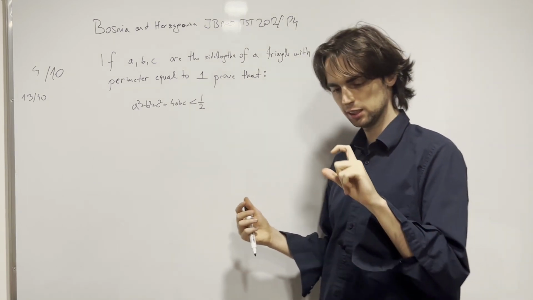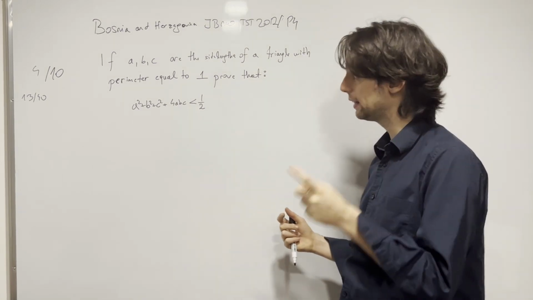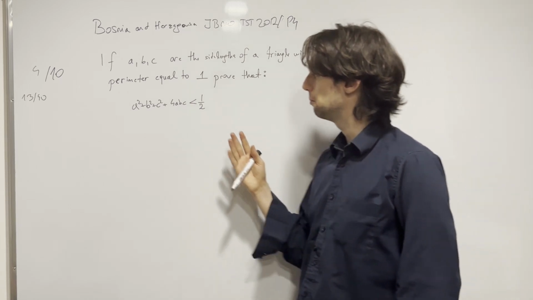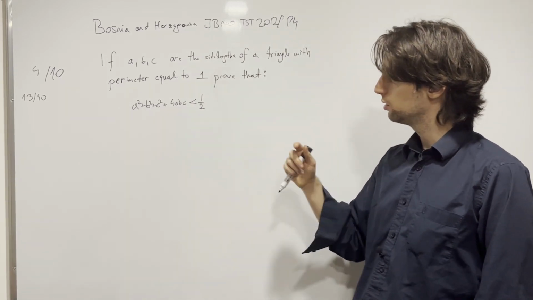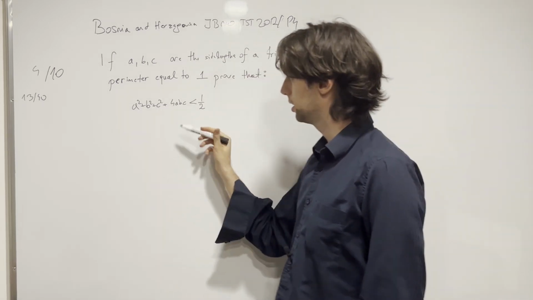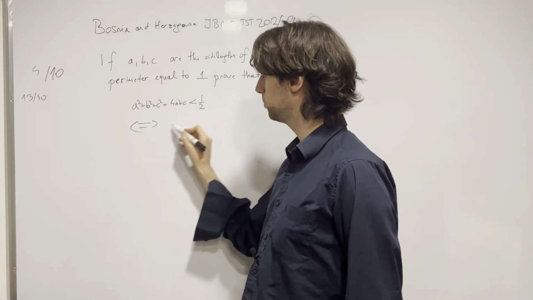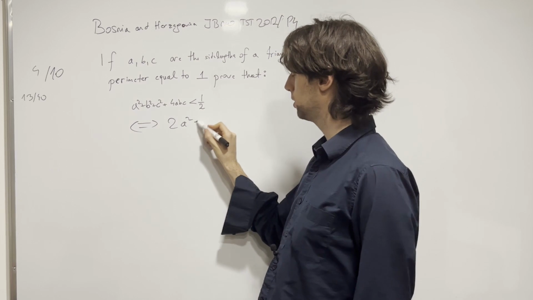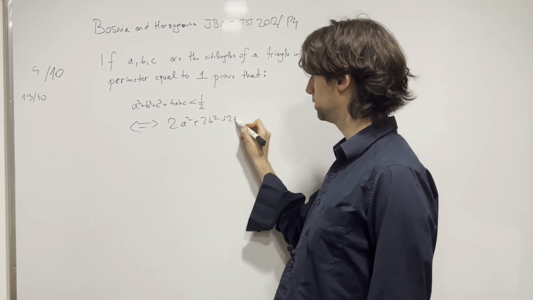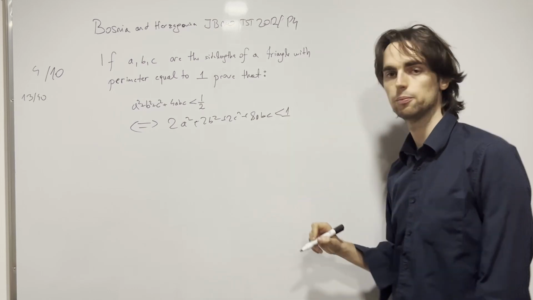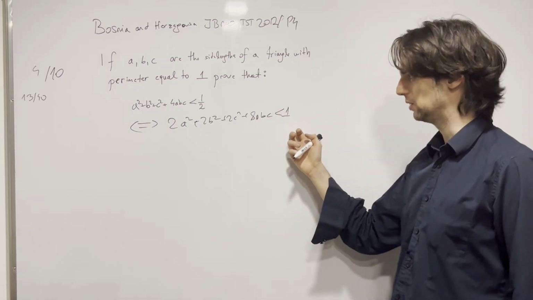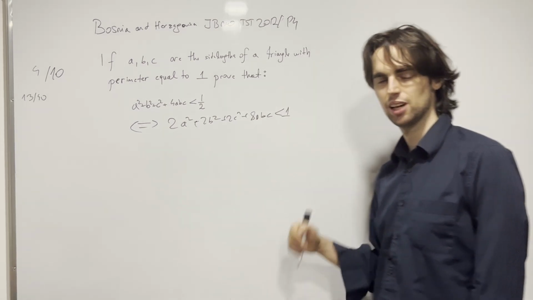Now there's 2 things I want to show you. One thing is making things homogeneous on both sides. To be able to work with something here, this inequality is true if and only if 2a squared plus 2b squared plus 2c squared plus 8abc is less than 1. Now what is 1 equal to? I want to get rid of something here. How will I do that?